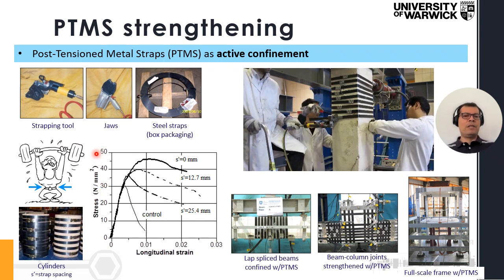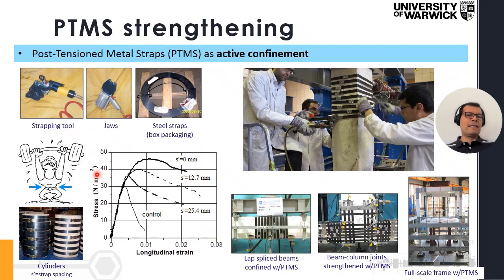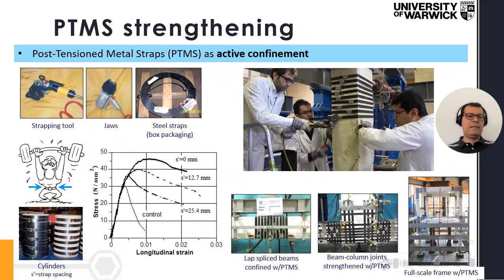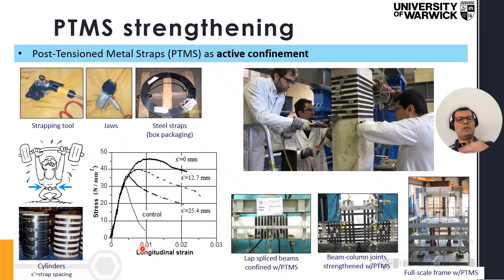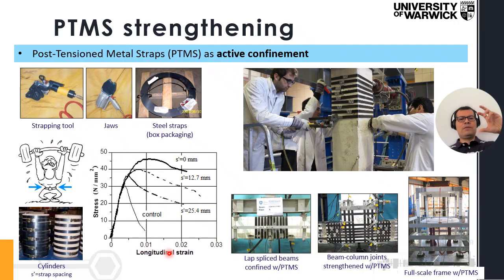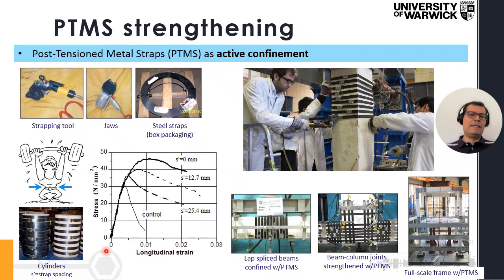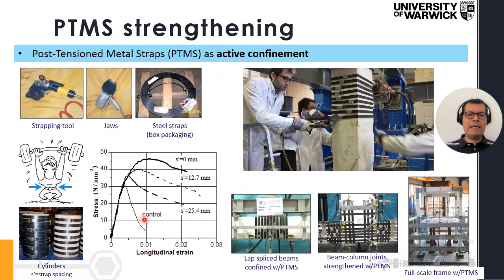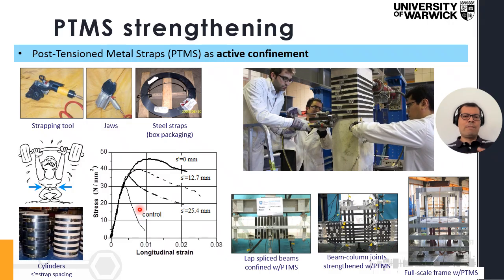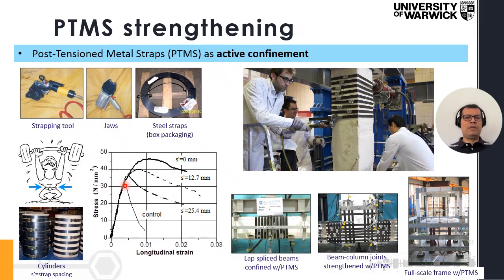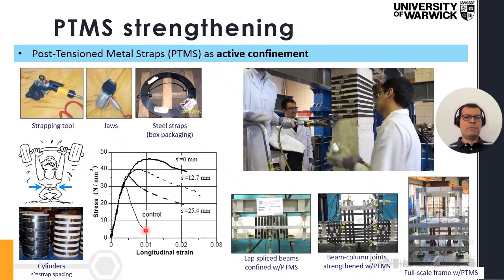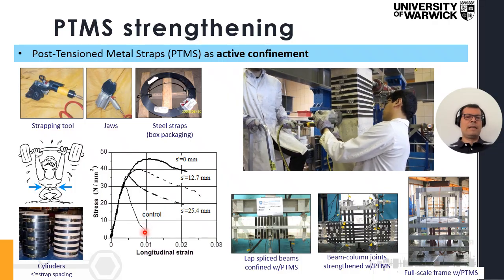I have this plot here. On the vertical axis is basically concrete strength, the compressive strength of different cylinders shown here. And on the horizontal is the actual strain of the cylinders. And then we have different cases. This one here that says control is basically a normal cylinder without any PTMS strapping. And as you can see, it reaches around 30 megapascals, and then the response drops to this level of strains.